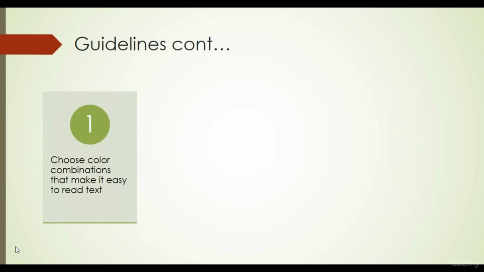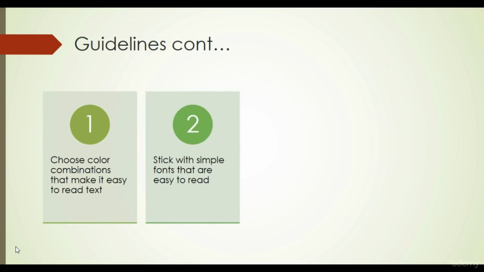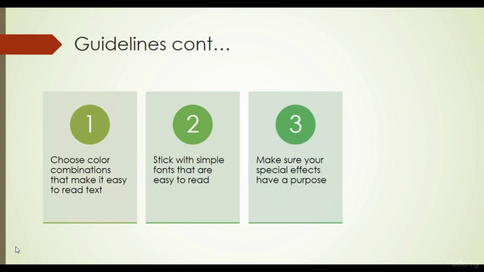Now, the next important guideline is to choose color combinations that make it easy to read your text. You don't want to have an orange background with red text, that can make it very hard for people to read your text and what you're trying to say. And once again, it'll make all the text that you wrote no good during your presentation. You also want to stick with simple fonts that are easy to read. There are plenty of fancy fonts out there to use, but if no one can understand or read it that well, once again, it was a waste of time.